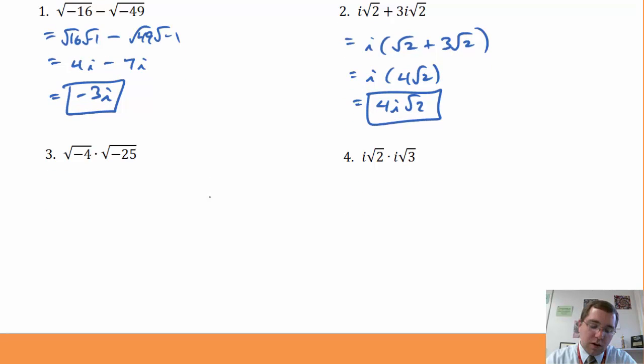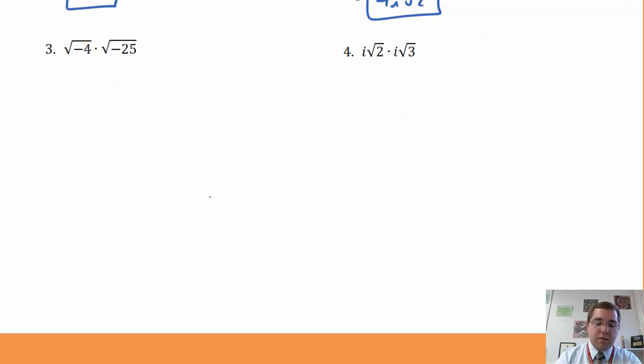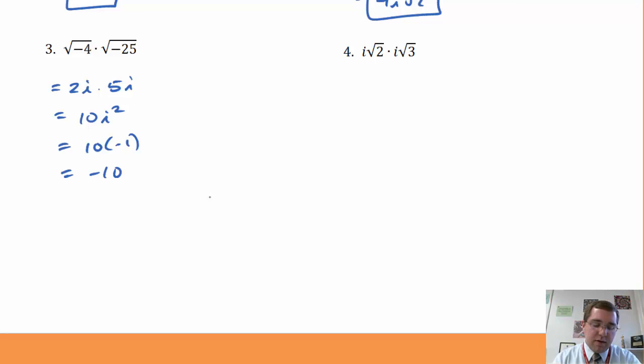Number 3. Square root of negative 4 times the square root of negative 25. Well, that's really 2i times 5i. That would be 10i squared. 2i times 5i would be 2 times 5, which is 10, and i times i, which is i squared. But i squared, remember, is always negative 1, because that's i times i. Okay? So this is really just negative 10. So I took 2 of these square roots of negative numbers, I multiplied them together, and I got a real number.